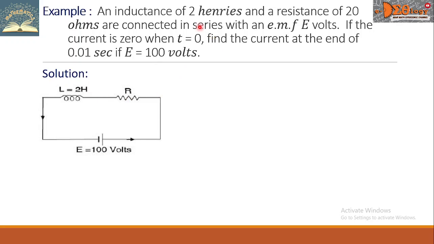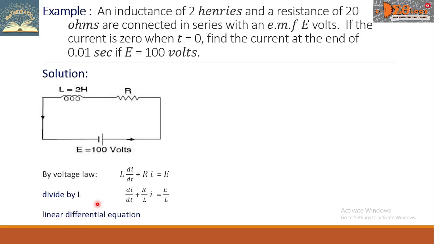We can draw our given here. By voltage law, we write L times di over dt plus Ri equals E. Let us divide this equation by L. The new equation is now di over dt plus R over L times i equals E over L. Please observe that this is a linear differential equation and we can collect the values of P and Q respectively. The P is R over L while the Q is E over L.